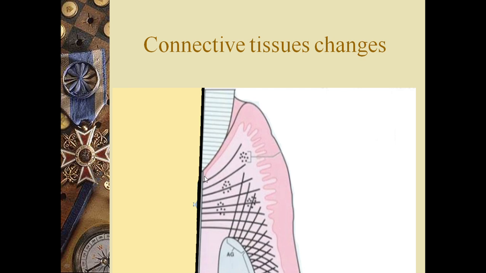This is the junctional epithelium, lying at the cemento-enamel junction. These are the fibers, the dentogingival fibers of the gingiva, and these are circular fibers, collagen fibers of the gingiva. These are circular fibers of the gingiva.